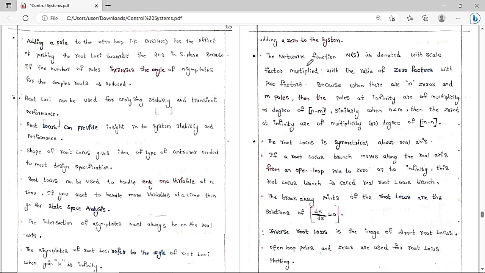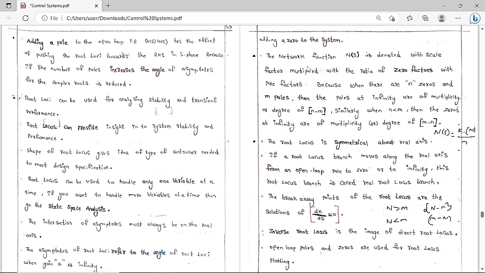What I am trying to tell you is very simple. Let me take some network function N(s). This is some multiplying factor K into, let me assume, n number of zeros and m number of poles. Suppose n is greater than m, meaning the number of zeros is more than the number of poles. The number of poles present at infinity is n minus m. Similarly, if n is less than m, meaning the number of zeros is lesser than the number of poles, then the number of zeros present at infinity is m minus n.